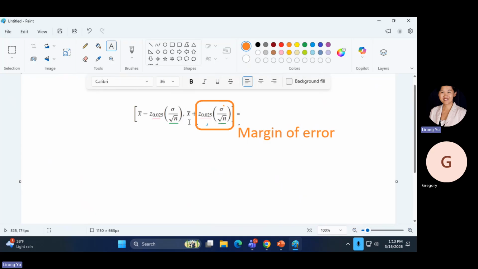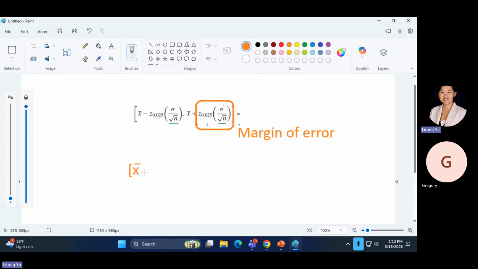This is using z. Of course, if you don't have the population standard deviation, you'll use t. Another formula will be using x bar minus t times the sample standard deviation over root n for the lower bound, and x bar plus t times the sample standard deviation over square root n for the upper bound. That's the z approach or t approach, depending on whether the population standard deviation is given. If you have the population standard deviation, you use the z approach. If you do not, you're using the sample standard deviation, and you'll be doing the t approach, the t interval, for the confidence interval for one mean.